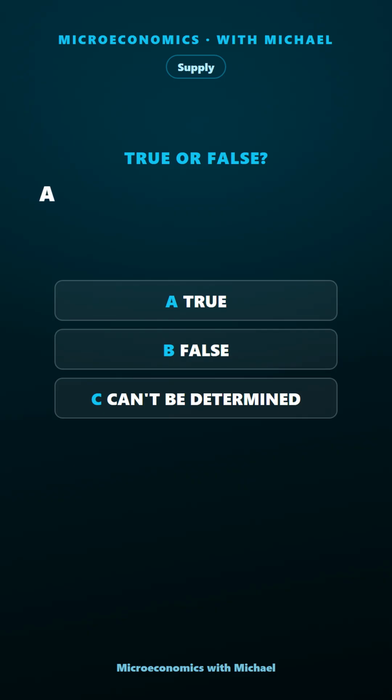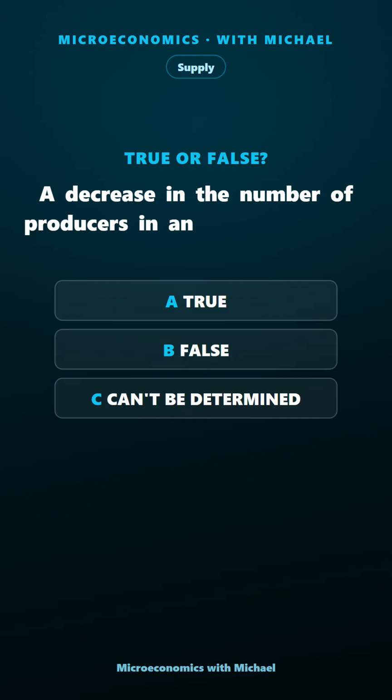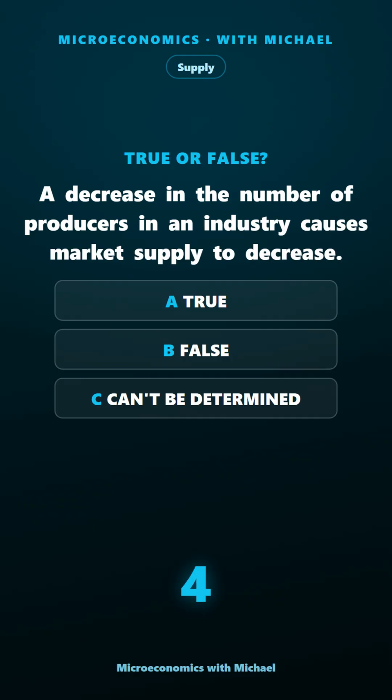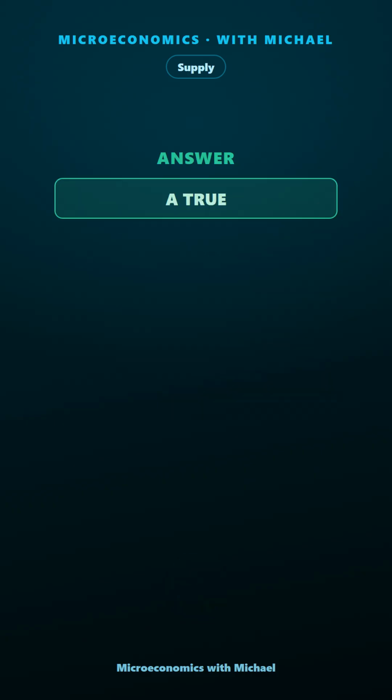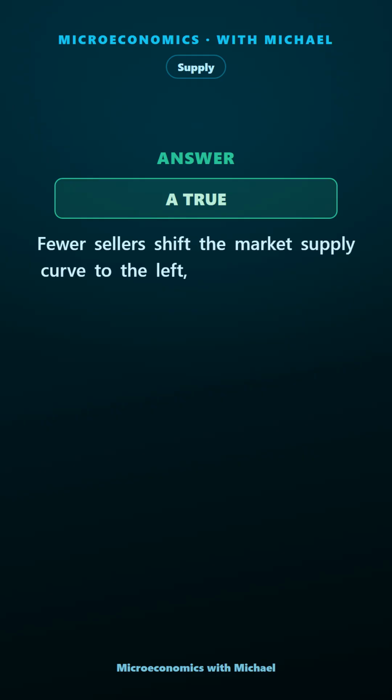A decrease in the number of producers in an industry causes market supply to decrease. True, false, or can't be determined. The answer is true. Fewer sellers shift the market supply curve to the left, decreasing supply.